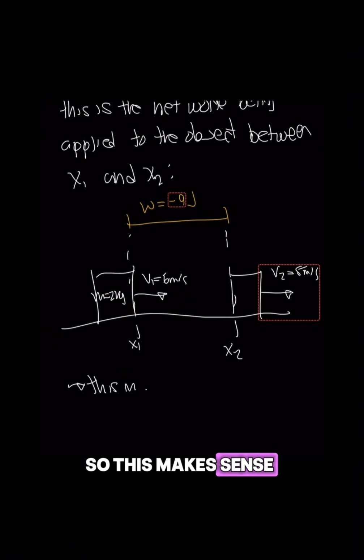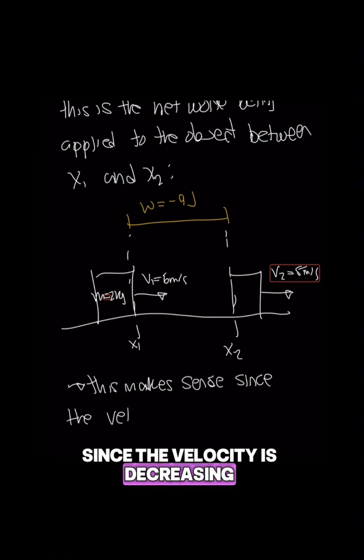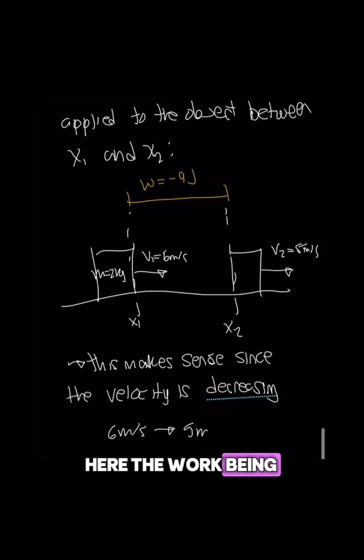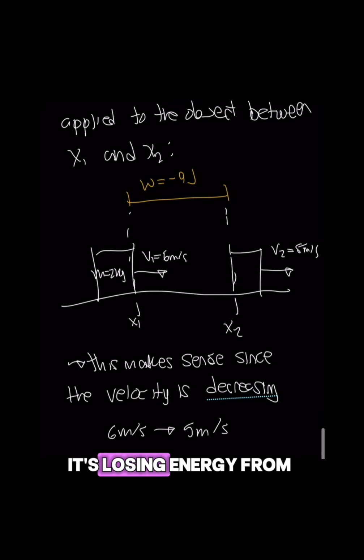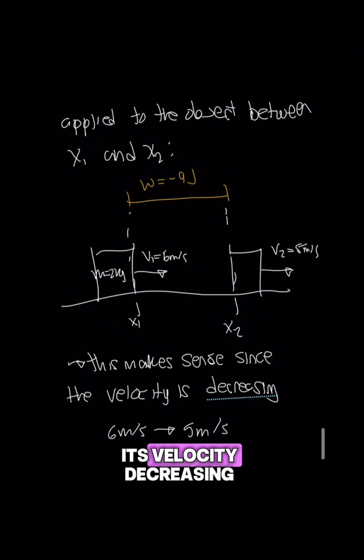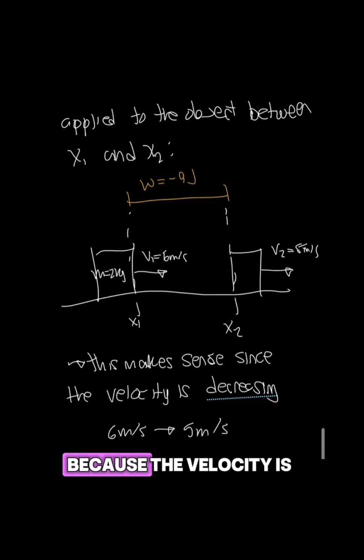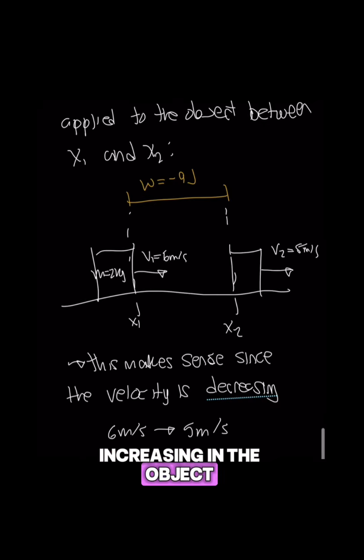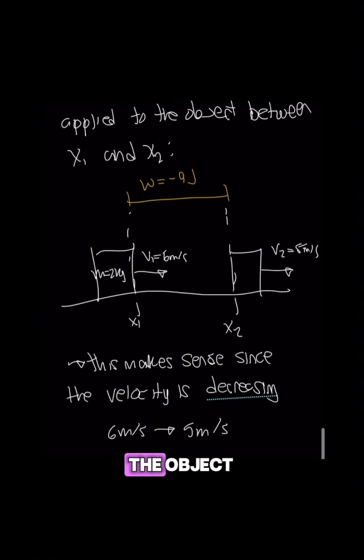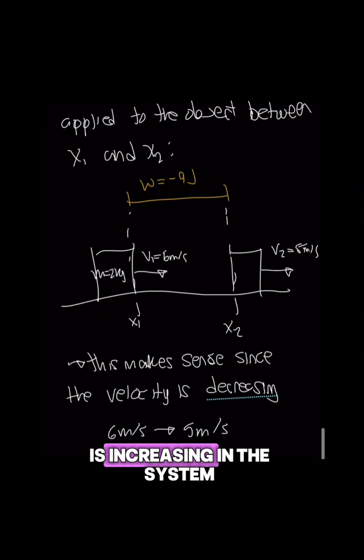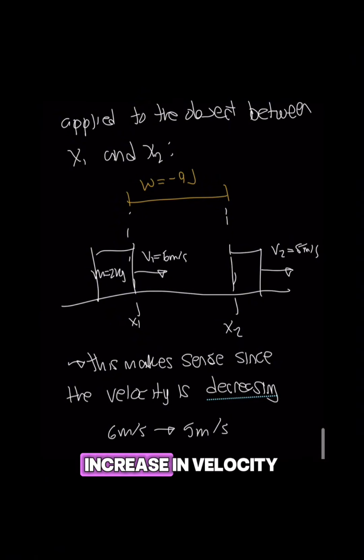So this makes sense since the velocity is decreasing in our new scenario here. The work being applied onto it is negative. It's losing energy from the position x1 and x2. That's why we see its velocity decreasing. And if we didn't make this error, we would see that the opposite is true, that the work would end up being positive, and that would make sense because the velocity is increasing in the object. So that means that we're applying work to the object and the kinetic energy is increasing in the system, which results in an increase in velocity.